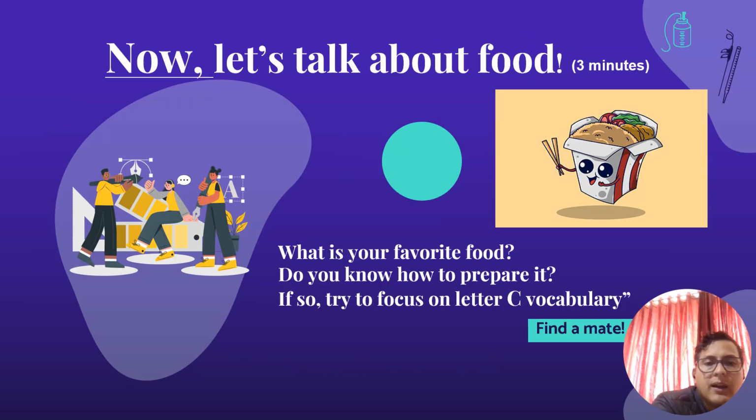Because I like my students to talk and to interact, I have this part of the activity in which they have to talk about food, especially their favorite food. They have to find a partner, a mate, and talk about the favorite food. They have to describe it. If possible, they have to tell if they know how to prepare it.